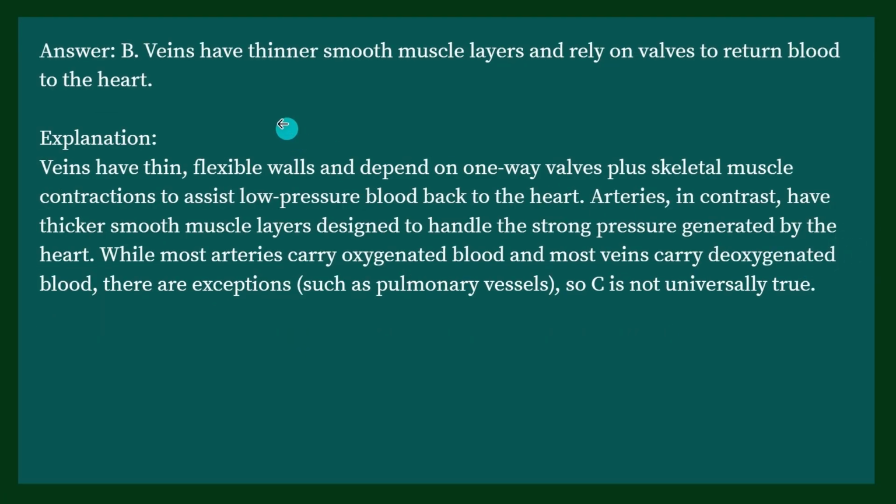All right, so B, veins have thinner, smooth muscle layers and rely on valves to return blood to the heart. The explanation is veins have thin, flexible walls and depend on one-way valves plus skeletal muscle contractions to assist low-pressure blood back to the heart. Arteries, in contrast, have thicker, smooth muscle layers designed to handle the strong pressure generated by the heart. While most arteries carry oxygenated blood and most veins carry deoxygenated blood, there are exceptions, such as the pulmonary vessels, so C is not universally true.